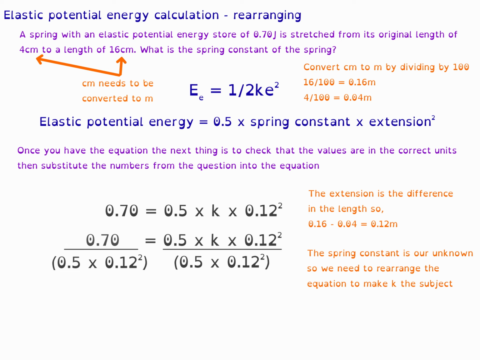As you can see here, we've done that, and we can cancel out 0.5 divided by 0.5 and 0.12 squared divided by 0.12 squared. We can cancel that as well. And that gives us our expression here of 0.70 divided by bracket 0.5 times 0.12 squared, close bracket, and that gives us k. If we put that into our calculator, that gives us an answer of 97.2 newtons per metre.